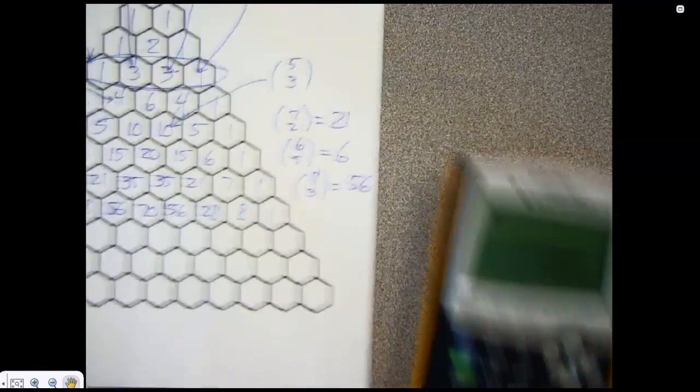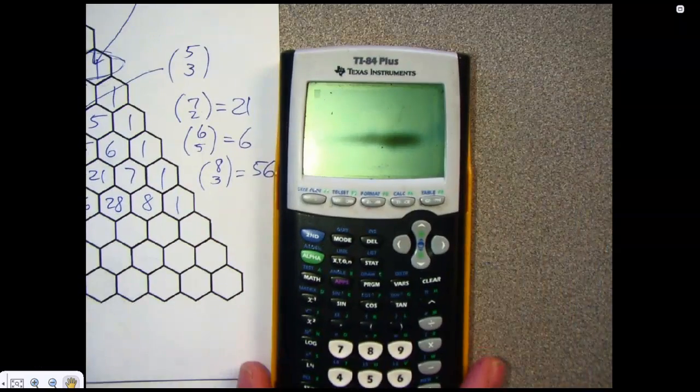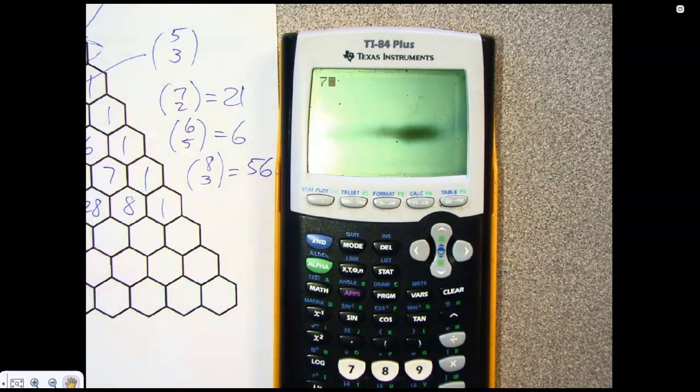Alright. Go to your calculator. And we're going to do 7 choose 2, but in the calculator. So you got to know how to find 7 choose 2. I don't care if you find it with Pascal's triangle or with the calculator. You just got to know if I say what's 7 choose 2, that's what it is. So in the calculator, you would hit 7.